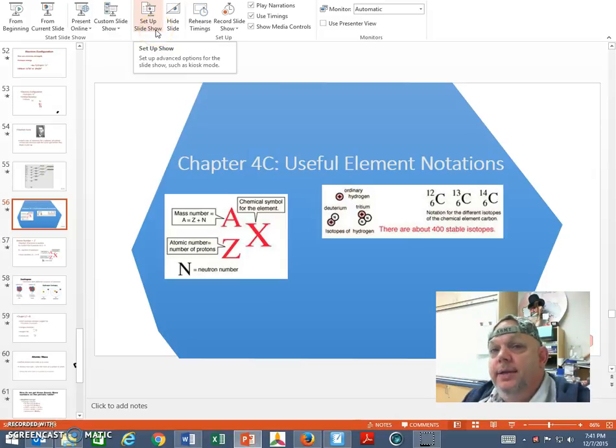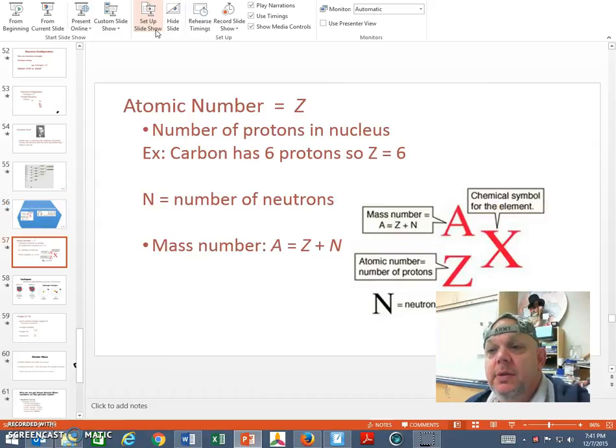Okay, I'm back. Now at this point we are looking at Honors Chemistry, Chapter 4, Part C. Looking at the useful element notations. Now this A, Z, X thing that you are seeing is very, very important. I would definitely be familiar with this.